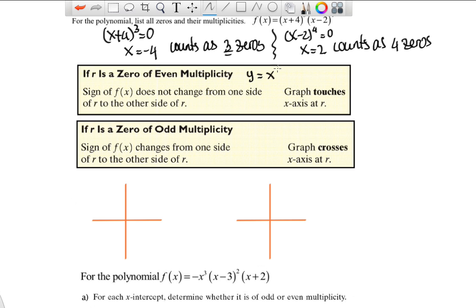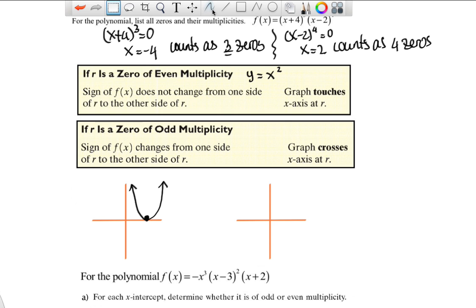So it says here, if r is a zero of even multiplicity, well, let's look at a function that has an even multiplicity for its zeros, like y equals x squared. What happens to y equals x squared? Well, if you were to graph that, y equals x squared touches. So an even multiplicity is always going to touch. Now, does it mean it always has to touch at 0, 0? Well, no, because you could certainly take this and we could slide this over and move it over here. Does it still touch? Yes.